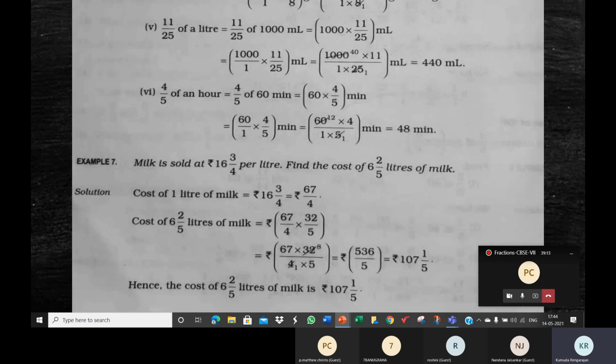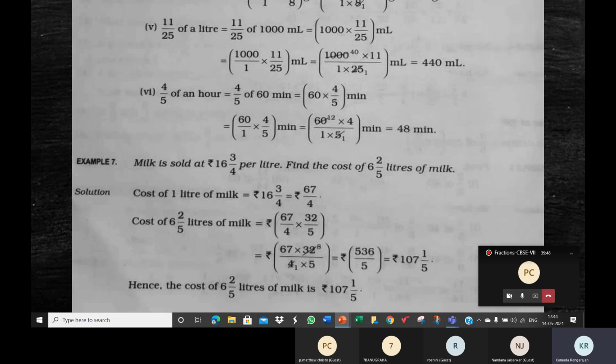See the next one, children. Milk is sold at, don't take that fraction, okay? Don't read that 3 by 4. I'm reading the question in a different way. See, milk is sold at rupees 16 per liter. Find the cost of 6 liters of milk. I'm not reading that fraction 3 by 4 and 2 by 5. Milk is sold at rupees 16 per liter. That is 1 liter of milk costs 16 rupees. Find the cost of 6 liters of milk.